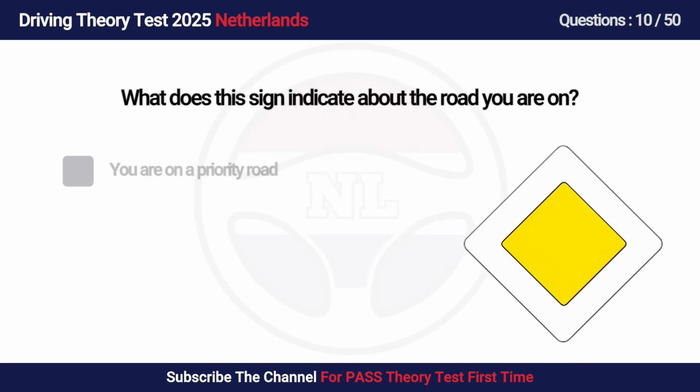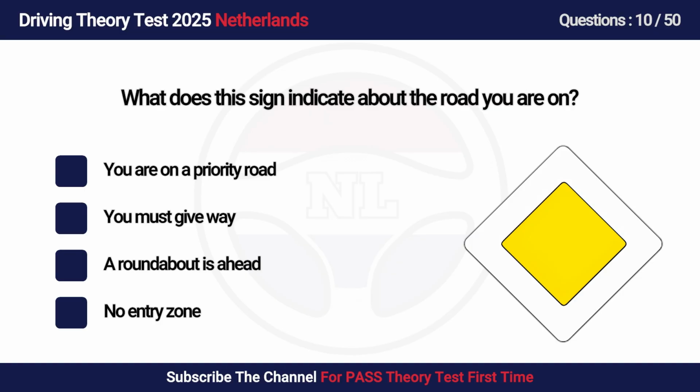Question 10. What does this sign indicate about the road you are on? A. You are on a priority road. B. You must give way. C. A roundabout is ahead. D. No entry zone.